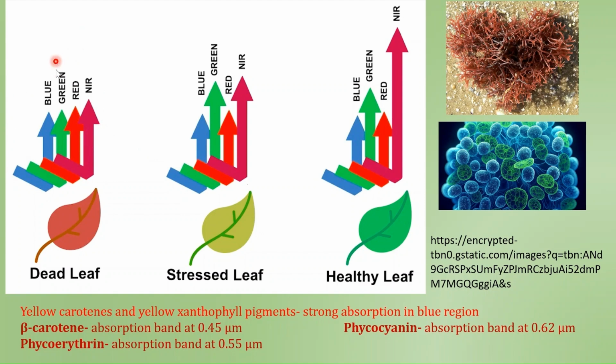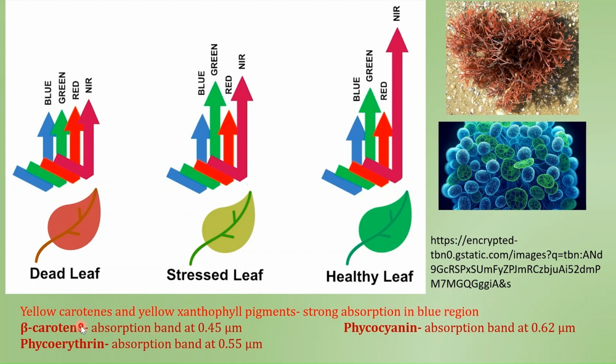So this change in the reflection is mainly because of the change in the behavior of the pigments, because when chlorophyll is present, the behavior of other pigments is masked. But during senescence, as the concentration of the chlorophyll decreases, the behavior of other pigments comes into notice. So here we have the yellow carotenes and the yellow xanthophyll pigments. They also have strong absorption in the blue region.